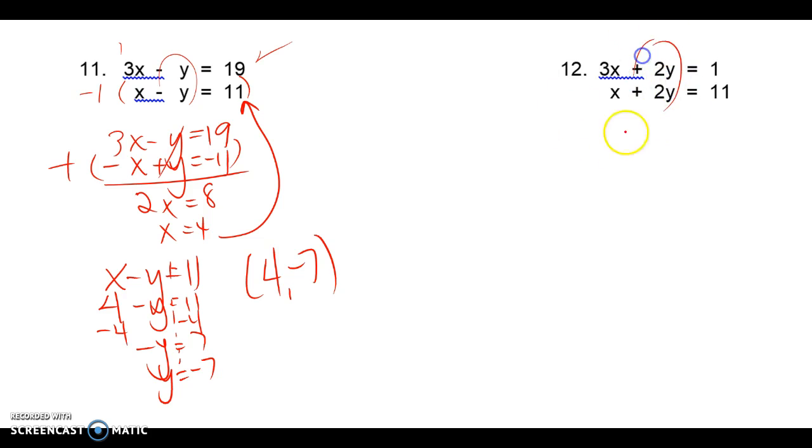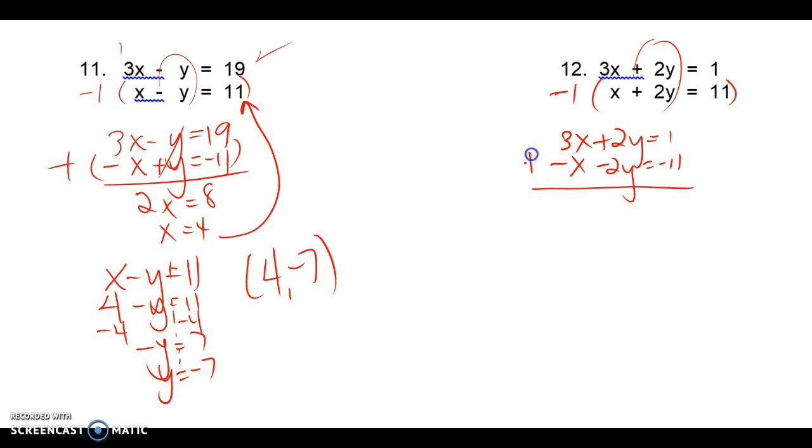Again, look at these. Our y's have the same coefficients, but we need a different sign. So I'll multiply the second one through by -1. So -x minus 2y equals -11. All right, let's add those together. 3x plus a -x is 2x. The y's zero out. 1 minus 11 is -10. Right? Divide by 2. X equals -5.